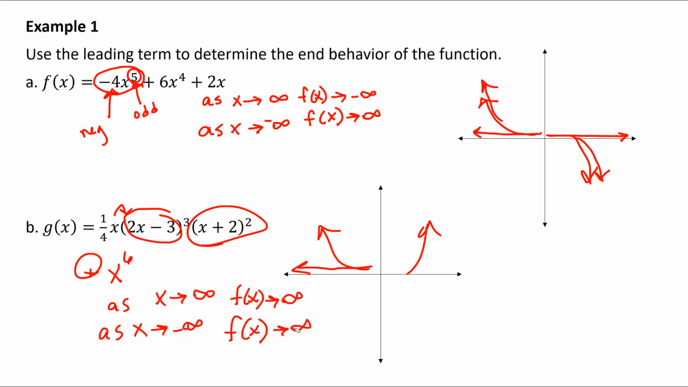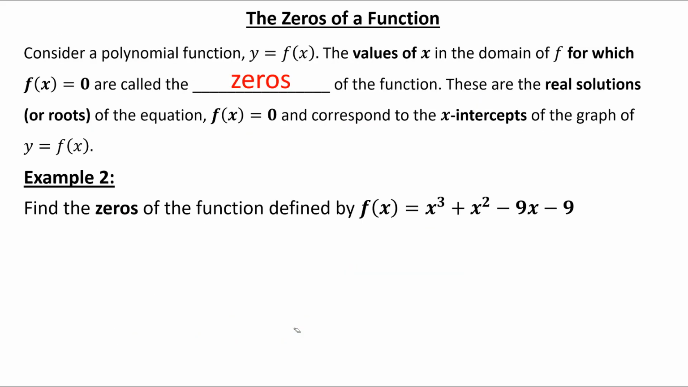You just look at the leading term and figure it out that way by the power on x and by the coefficient, the sign on the coefficient. The zeros of a polynomial are the values of x that if you put them into that polynomial, you will get 0. They are also the solutions of the equation f of x equals 0.